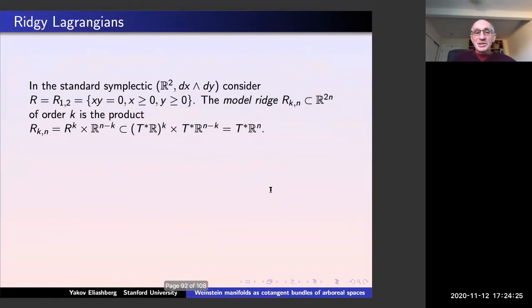So what is a Ricci Lagrangian? One-dimensional Ricci Lagrangian, that's it. It's a Lagrangian which looks like this, locally diffeomorphic to this corner as it's written. And a high dimensional Ricci is just a product of this thing.